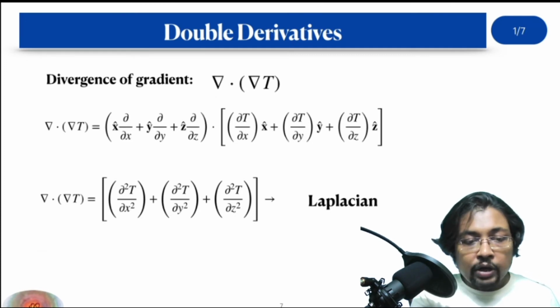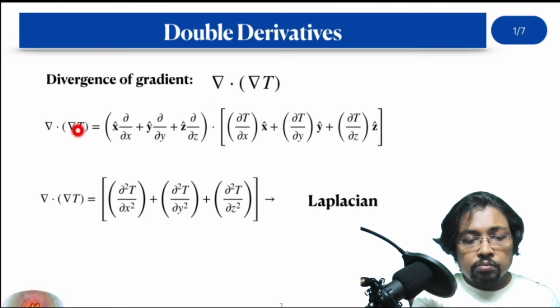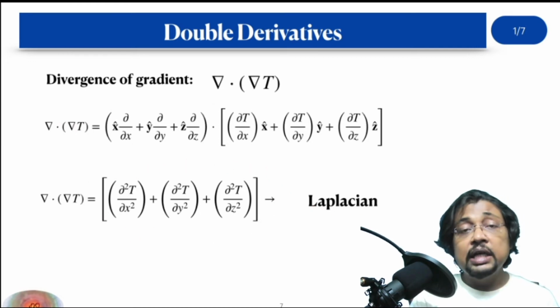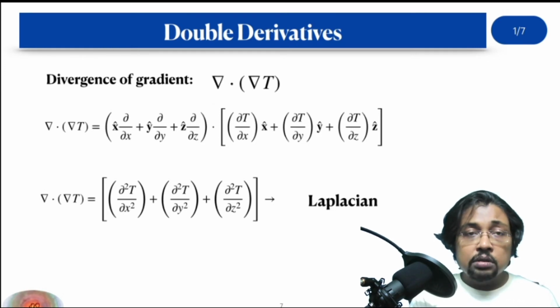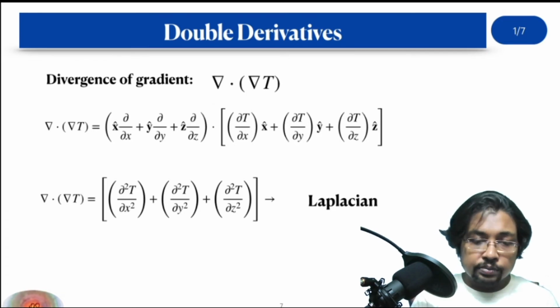Anyway, whenever you are applying the divergence over such kind of gradient, you are going to get this kind of expression. And the dot product of this operator with the gradient brings you the new expression, which is called the Laplacian. So the Laplacian is a very important equation that we are going to deal with in this course of electromagnetism.